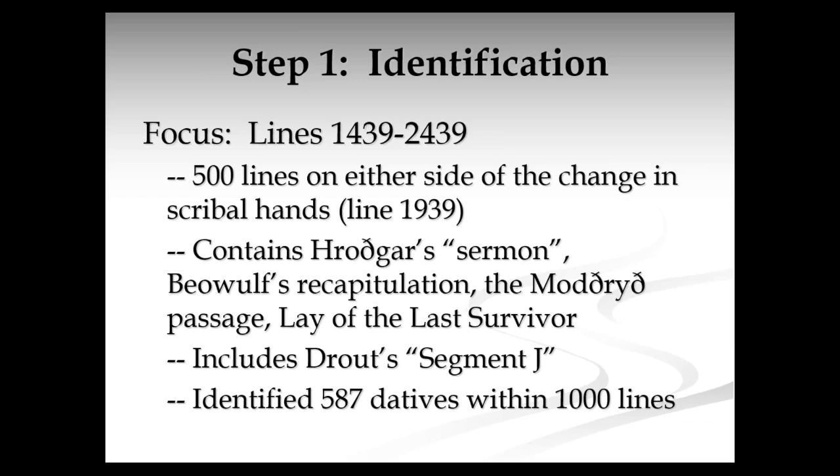And so focusing on this 1,000 lines, I identified what shows up currently as 587 uses of the dative case. And to arrive at that number, I counted only unique occurrences. So times where there was an adjective modifying a noun when both were in the dative, that was just counted as one. Times when there are several dative words that are all in apposition, all dependent on the same verb, governed by the same verb and all fulfilling the same function, I counted as one occurrence.